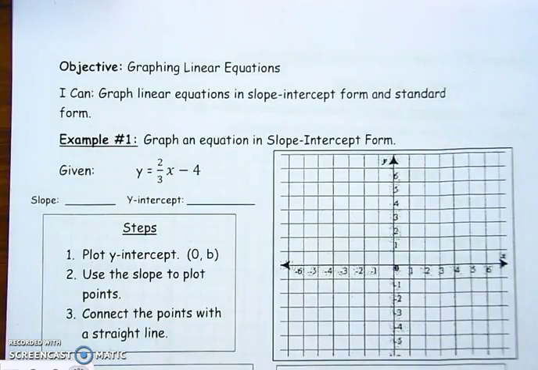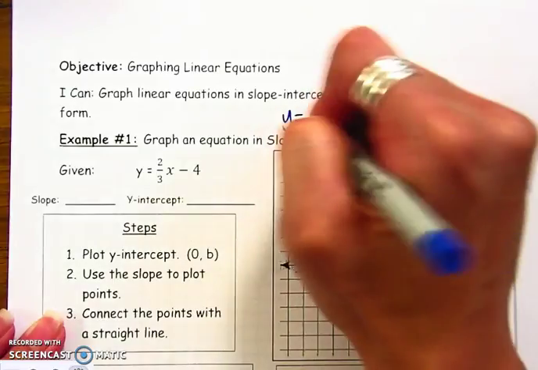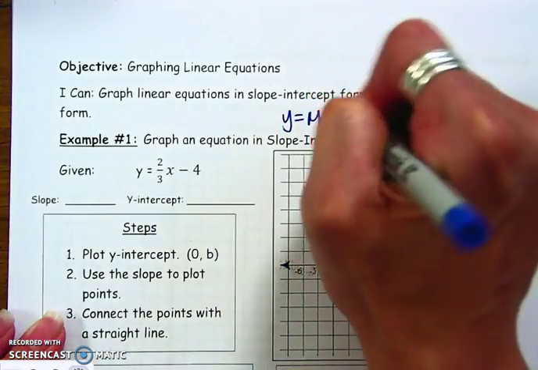All right, so in this video we are graphing linear equations. If we look at example 1, it says graph the equation in slope-intercept form. So they give us the equation, and we know we want to graph it in slope-intercept form, which is y = mx + b.